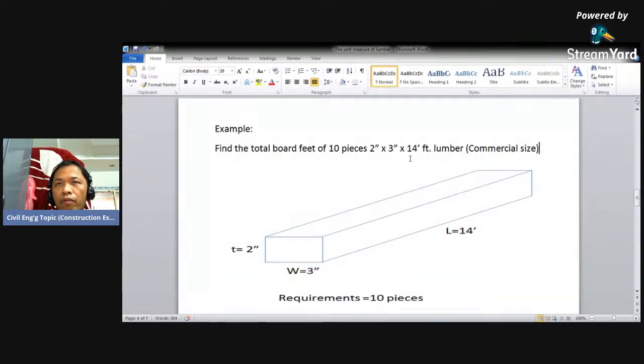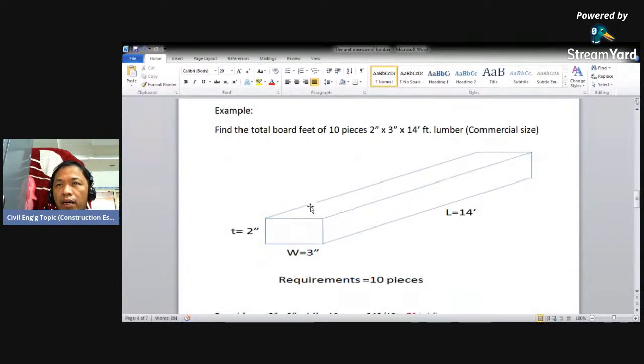So how many board foot are the 10 pieces of 2 by 3 by 14? Okay, so this is the sample drawing. The thickness is 2 inches, the width is 3 inches, and the length is 14 feet. And our requirement is 10 pieces. Take note that thickness and width are in inches, and length is in feet.